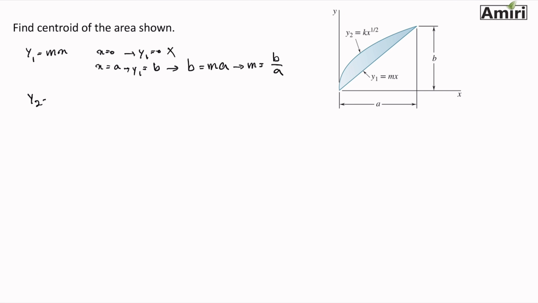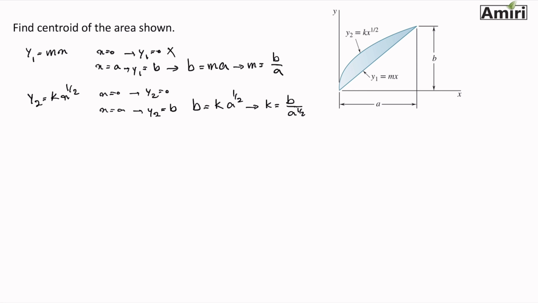For y2, the second function, k x to the power of half. Again, when x is 0, y2 is 0, which doesn't help us much. When x is a, y2 is b. So let's use this one. b equals k a to the power of half, or square root of a. So therefore k equals b over a to the power of half.